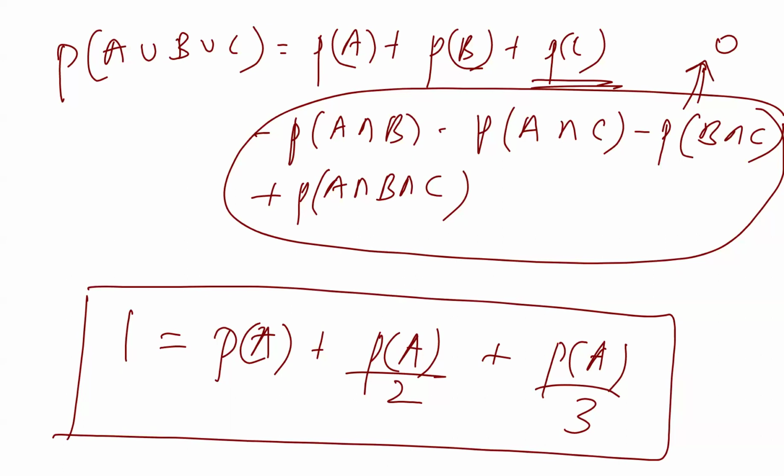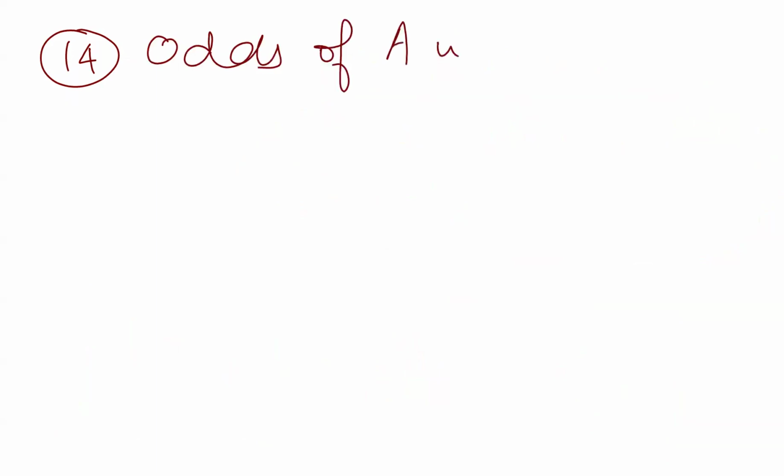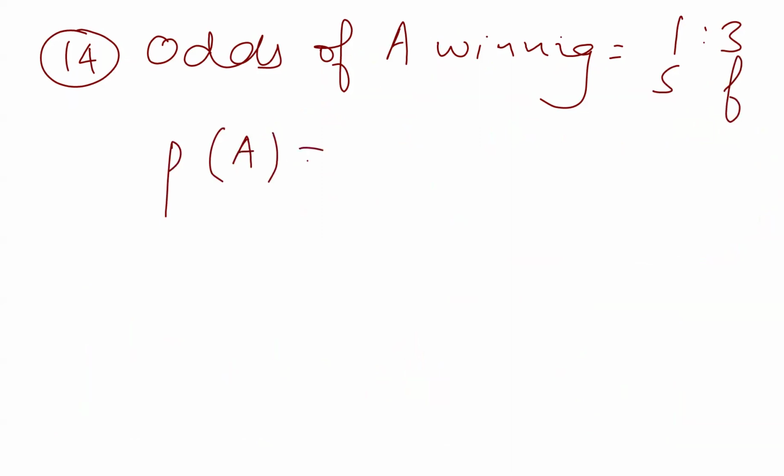Question number 14. Odds in favor of horses A, B, C, D winning the race is given to us. So odds of A winning is equal to 1 is to 3. So this is success and this is failure. So probability of A winning will be 1 upon 4, 1 upon success plus failure, right?